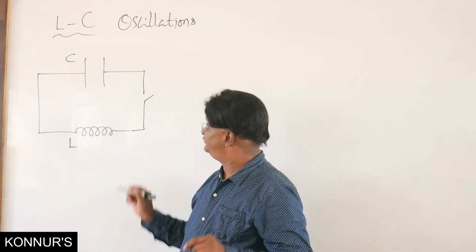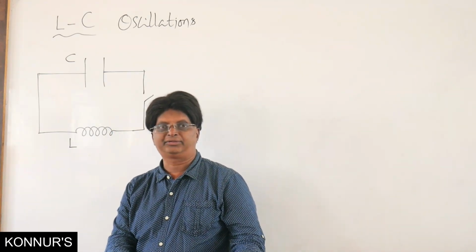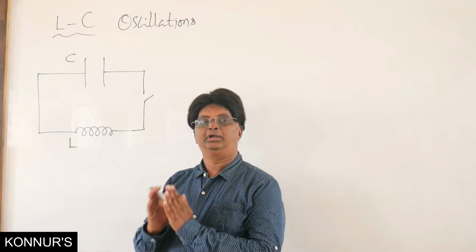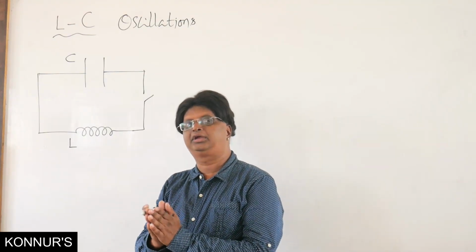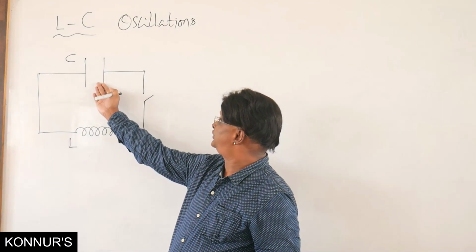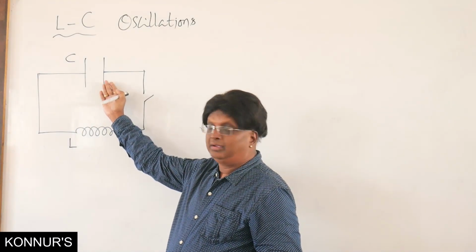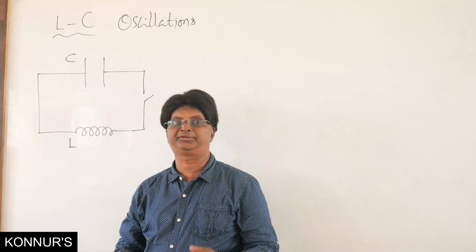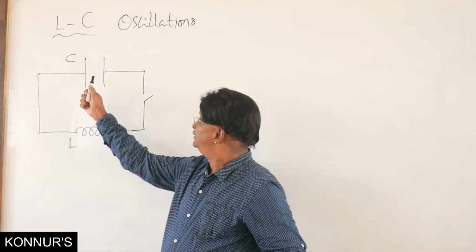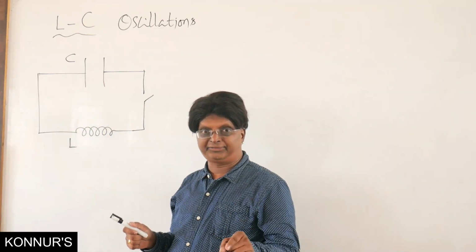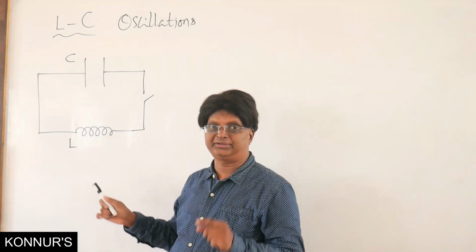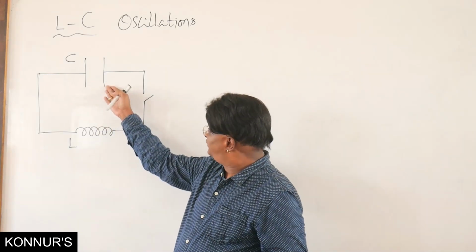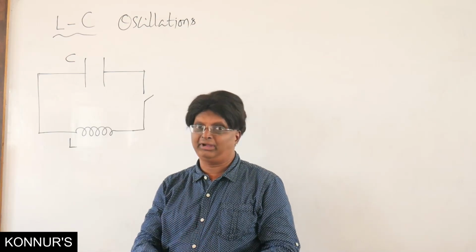Now, if this key is closed, the fully charged capacitor is discharged through the inductor. Initially, when we set t equal to 0, the capacitor starts discharging. When the capacitor starts discharging, the current through the inductor starts increasing from 0. Therefore, this discharging process will take place for a while.